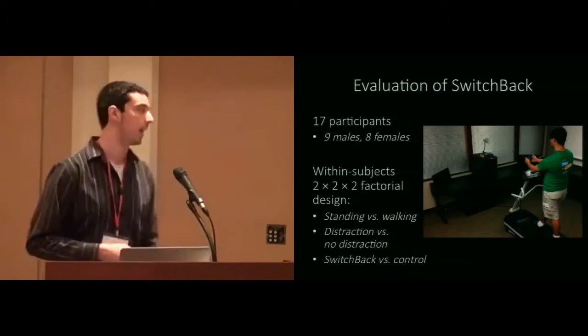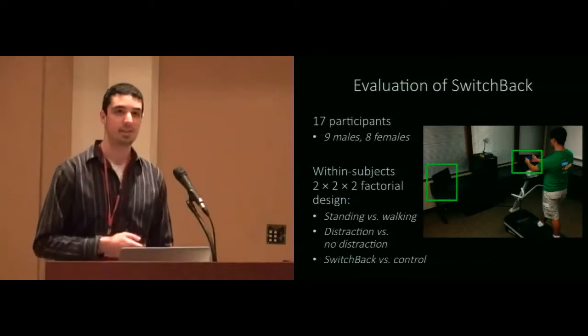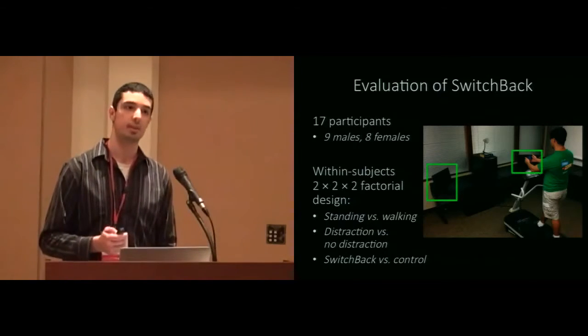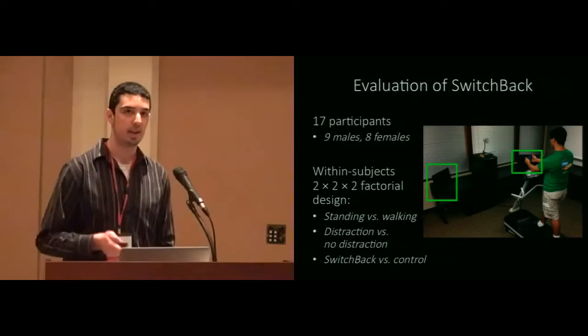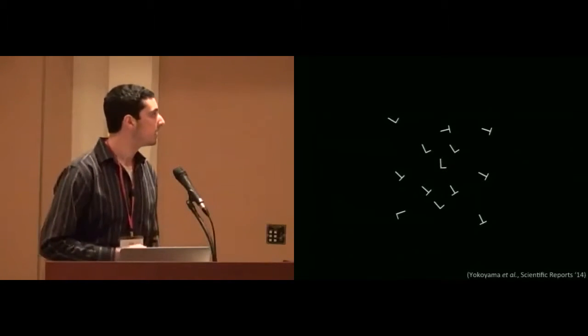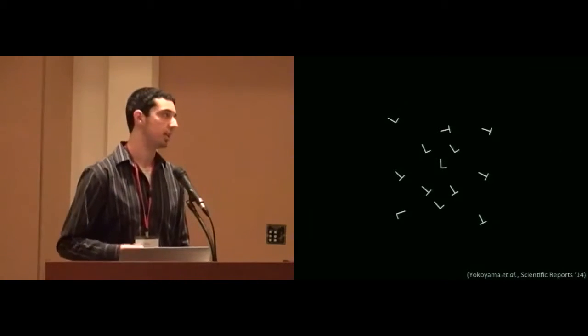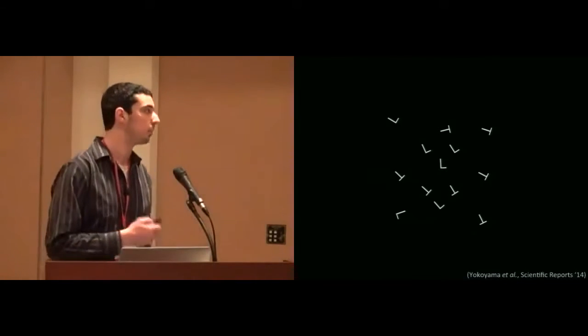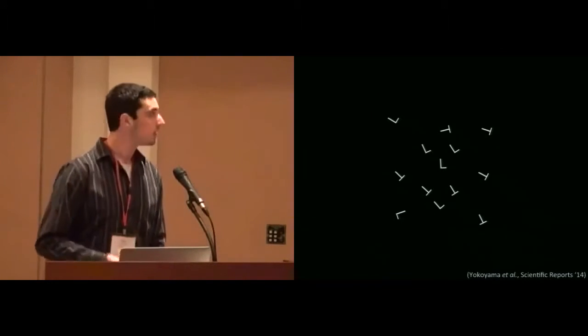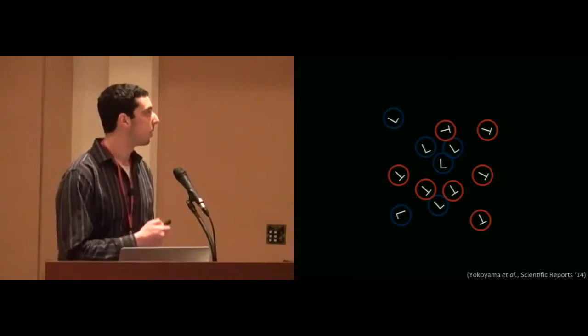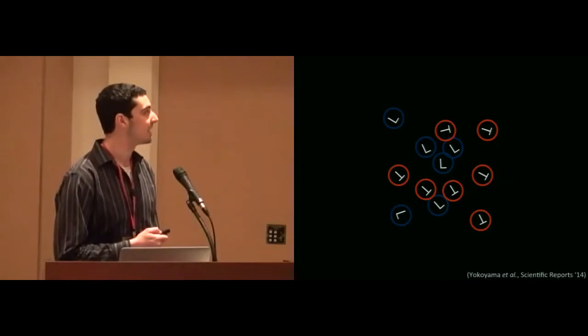So what's this distraction that I was describing? It may be difficult to see, but we have 2 screens, one on either side of the user. Every minute to minute and a half, we would show 13 letters on the screen, some combination of T's and L's in a rotation. This distraction task was inspired by Yokoyama et al., Scientific Reports 2014. We asked the users to count the number of T's or L's, and once they did that, they could return to the reading task. In this case, there were, I always forget the number, 6 L's and 7 T's.